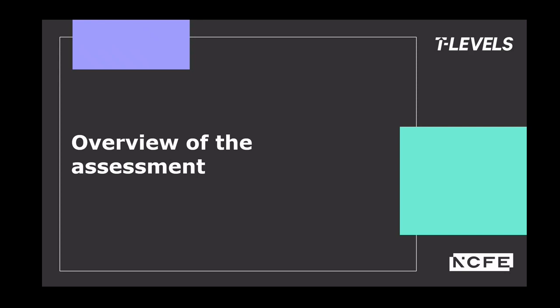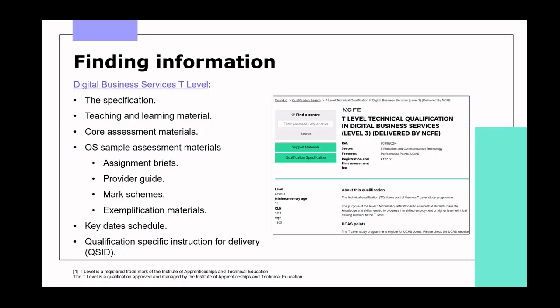We're going to begin with an overview of the assessment, including marking and grading information. Now, as I'd imagine most of you are in year 2 of delivery right now, I'm sure you're very familiar with the QualHub page for the Digital Business Services T-Level. But there is one resource on there which could be quite easy to miss.